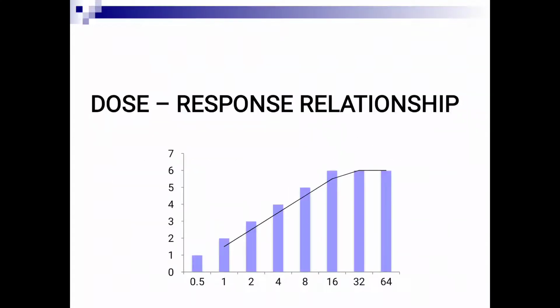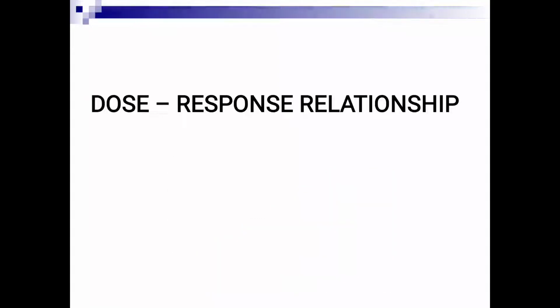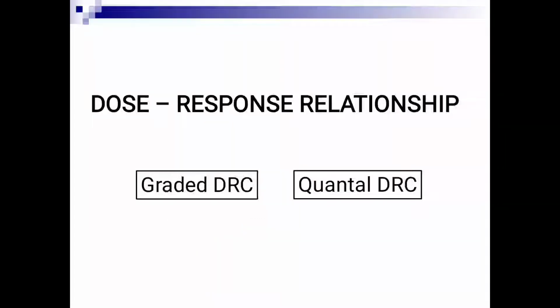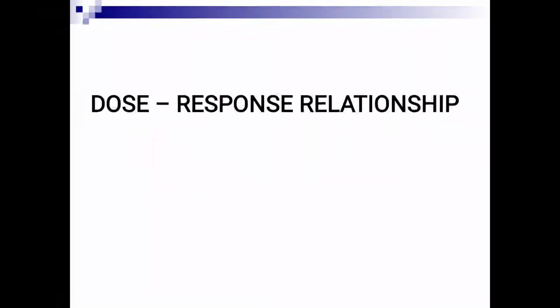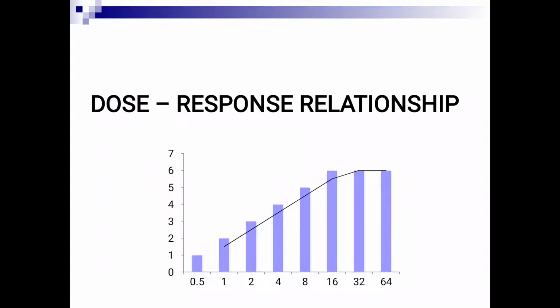Okay, now the second part is DRC, the dose response relationship curve. DRC can be graded or quantal. So how is DRC plotted? On the x-axis there will be the dose of the drug and on the y-axis there is the response in the patient. So it is the dose against the response in the patient curve.